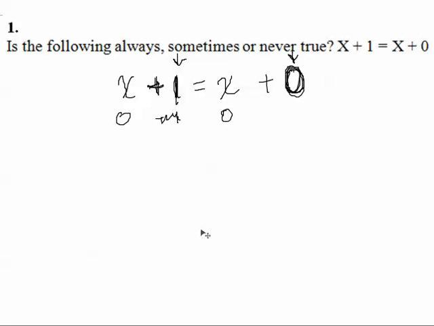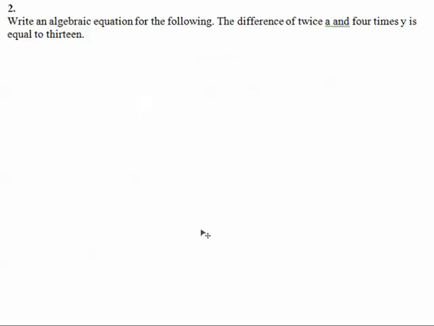Does 0 work when you put it in there? No. Does 1 work when you put it in there? No. You might try a negative number. Does negative 1 work when you put it in there? You don't get a true statement on both sides for anything. So I'm going to say the following is never true. There's never a time when x plus 1 is equal to x plus 0.